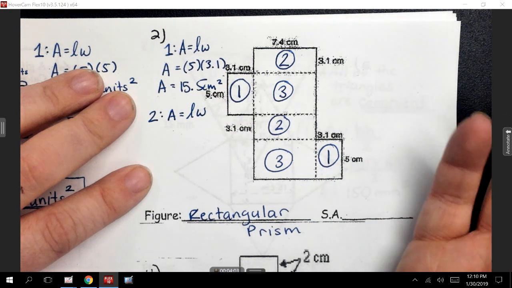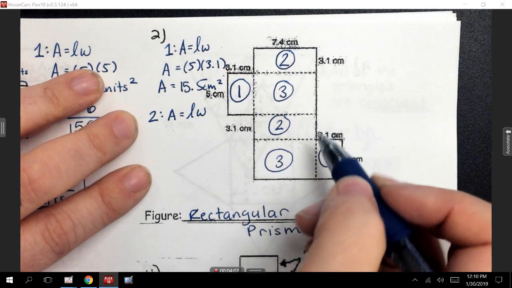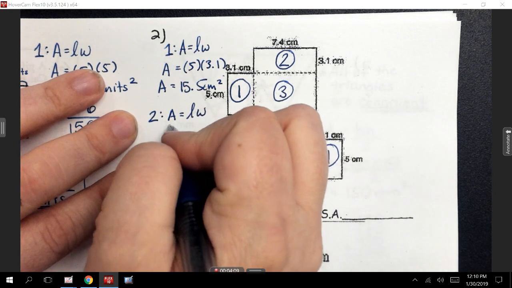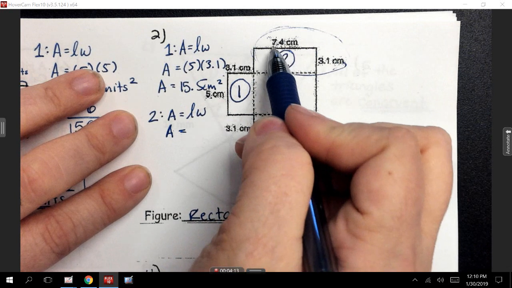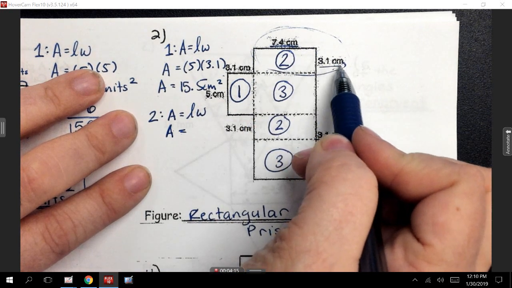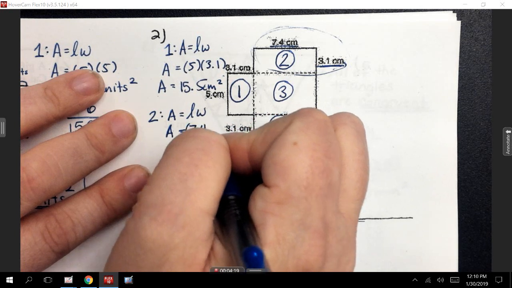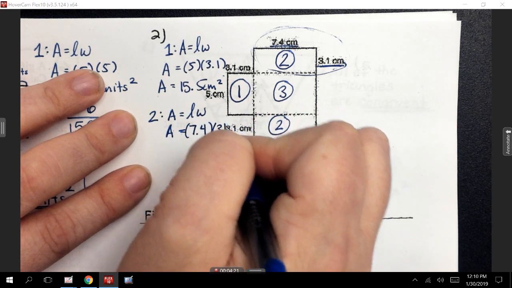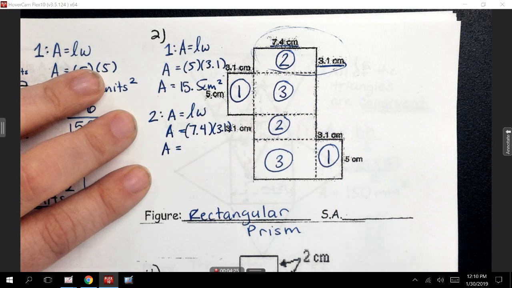That's fine. This is another option if you like it. You are welcome to use it. But I know they do their work definitely differently than I do. So when I look at shape 2, so here's shape 2, I see that I have 7.4 and 3.1 again. Not comma, but 7.4 times 3.1. So area equals 7.4 times 3.1.